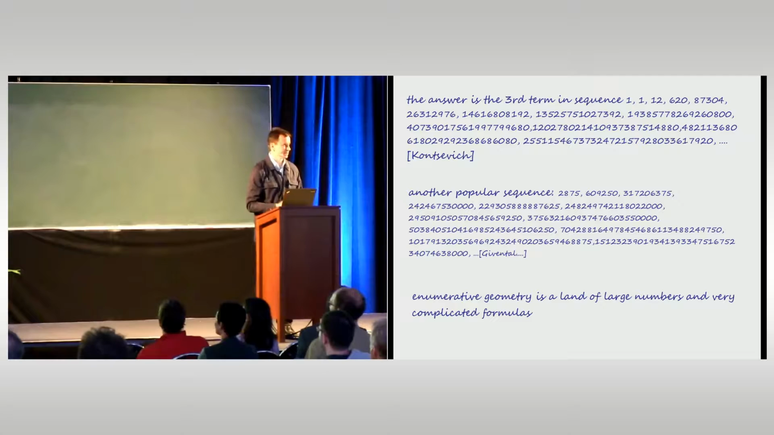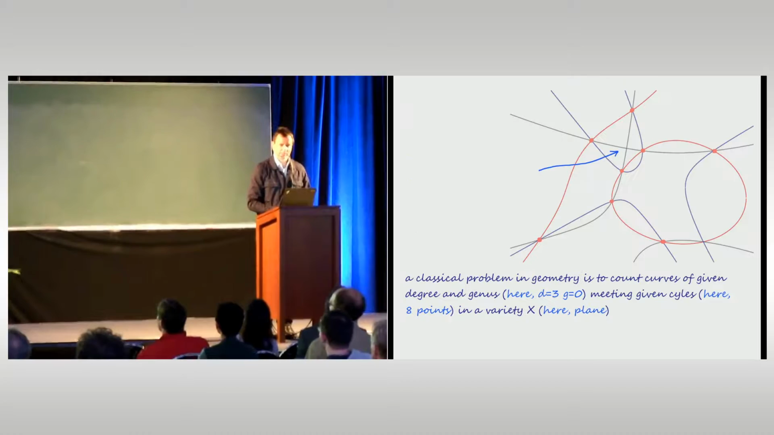Euclid tells us it's exactly 1. If I take degree 2, asking how many conics go through 5 points, again the answer is 1. 12 we just did, and then it gets much more complicated.